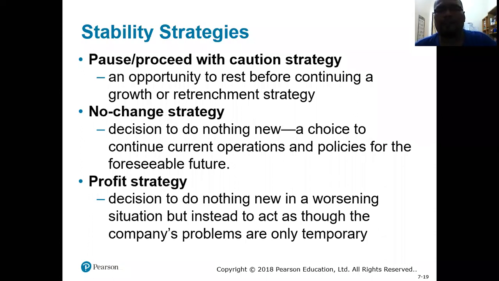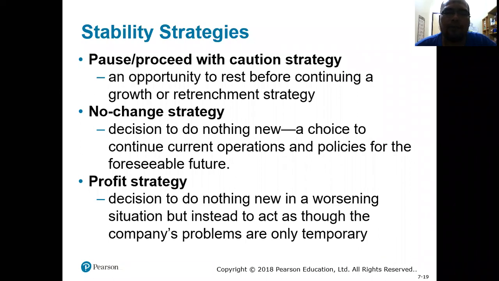All right, next, the next strategy in the directional strategy is a stability strategy. This is the second strategy that a manager can decide to take. When a stability strategy is being implemented, the firm has reached its maturity stage in the life cycle. Please recall the concept of life cycle.